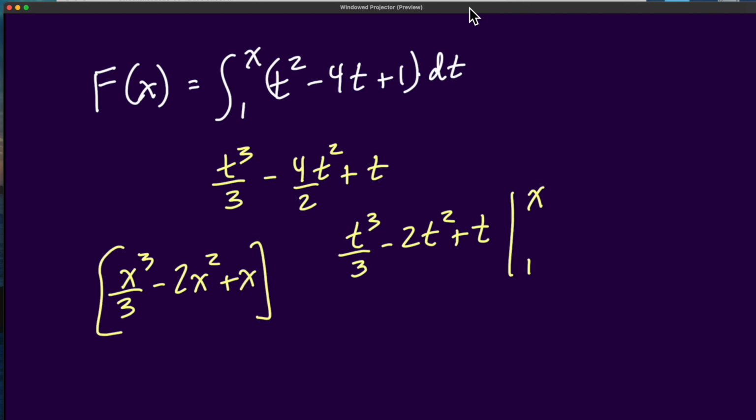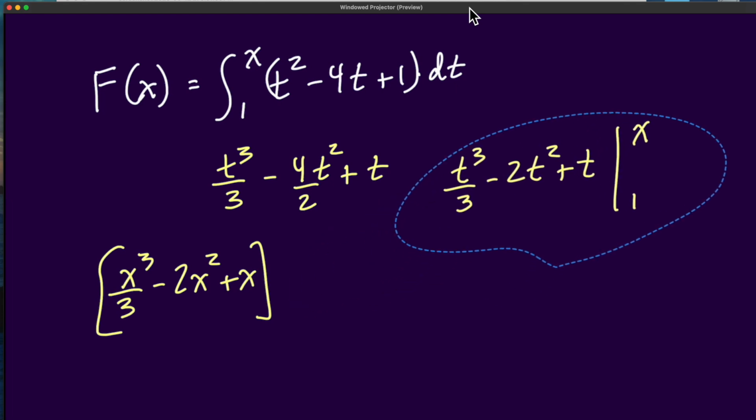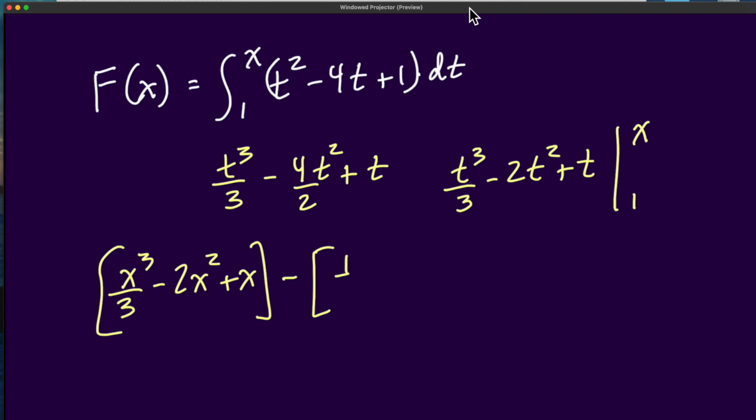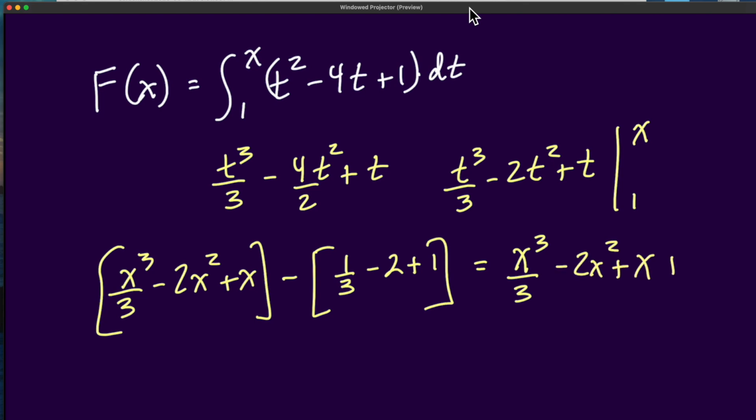And now we're going to plug in the 1. When we plug in 1, we're going to have minus 1/3 minus 2 plus 1. And when we simplify this out, folks, this is going to end up being x cubed over 3 minus 2x squared plus x plus 2/3.